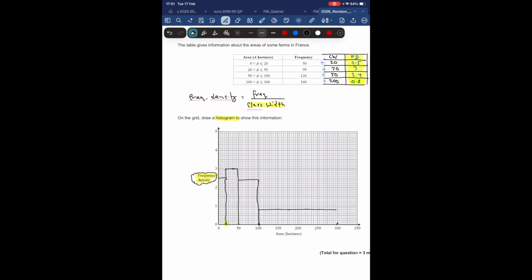And we can then draw in that bar. So what we get is a bar chart effectively, but this is called a histogram because both the x-axis and the y-axis have got numbers on them. It's not a bar chart, it's called a histogram.